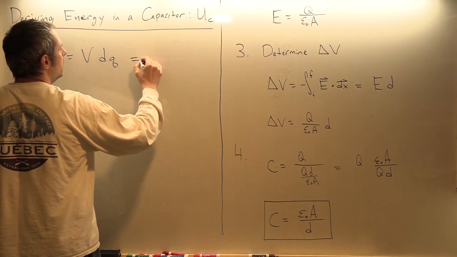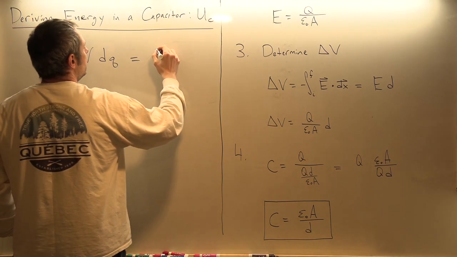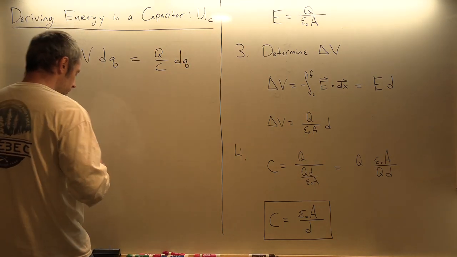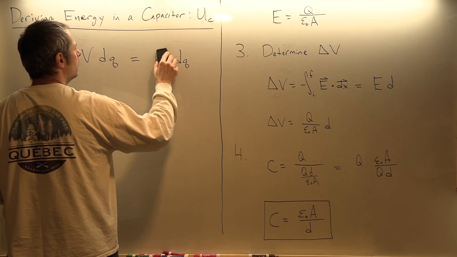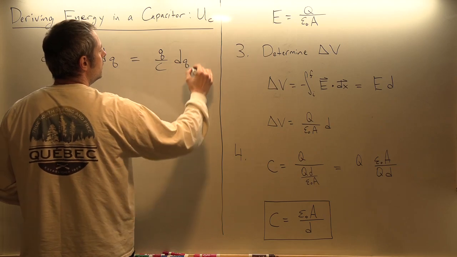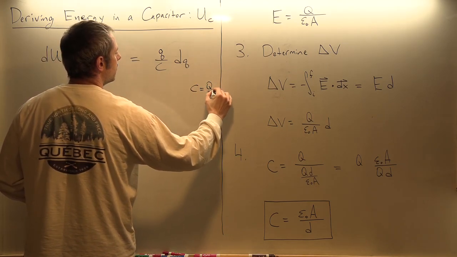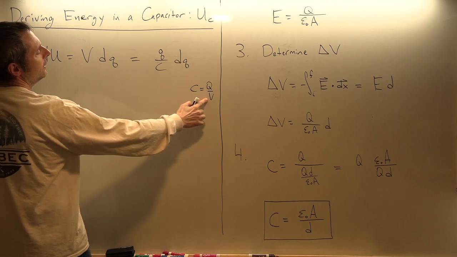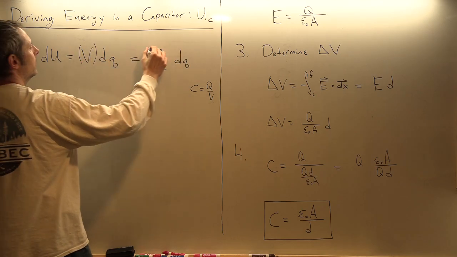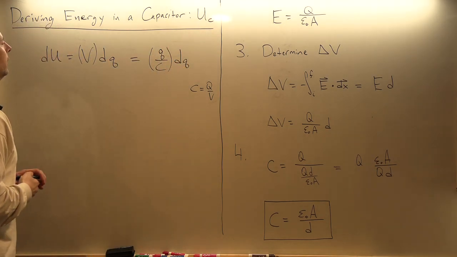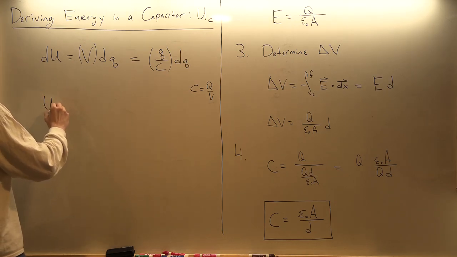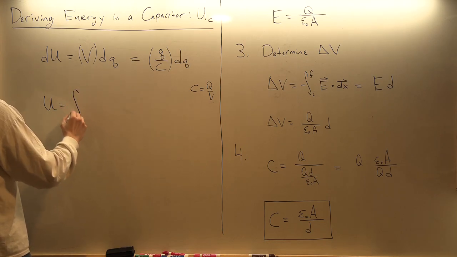But first what I'm going to do is eliminate voltage as little q over C. Now where does that come from? Remember, C equals Q over V. So if you solve for V, it's Q over C, and that's what we use to get rid of the voltage here, okay? All right, now, like I said, we can figure out the total energy in the capacitor as we're charging or discharging it by adding up all these little bits of energy.